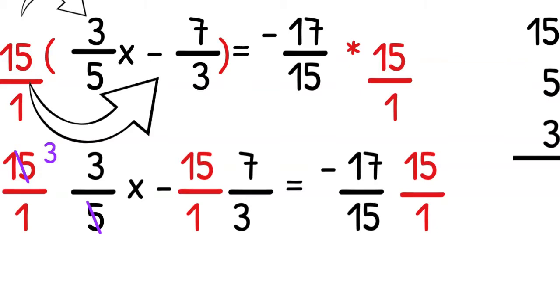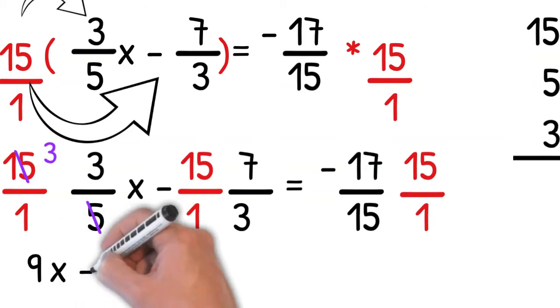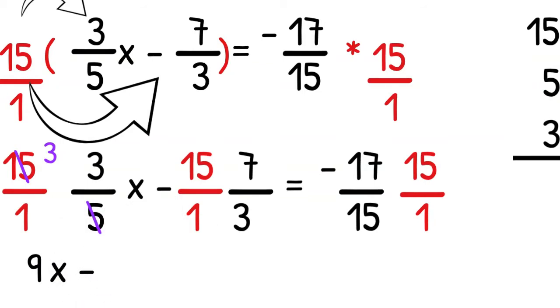On the top, 3 times 3 is 9. The denominator is 1 times 1. 9 over 1 is just 9. And 9 times x is 9x. Next, 15 over 1 times 7 over 3.